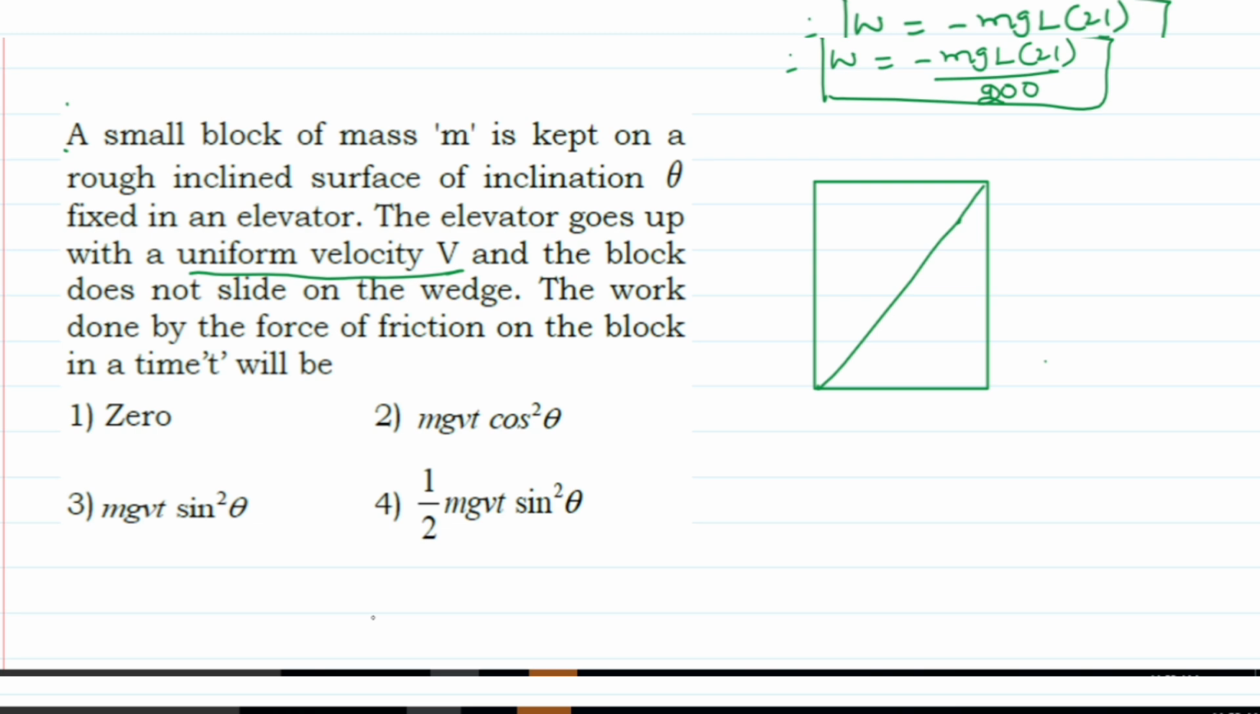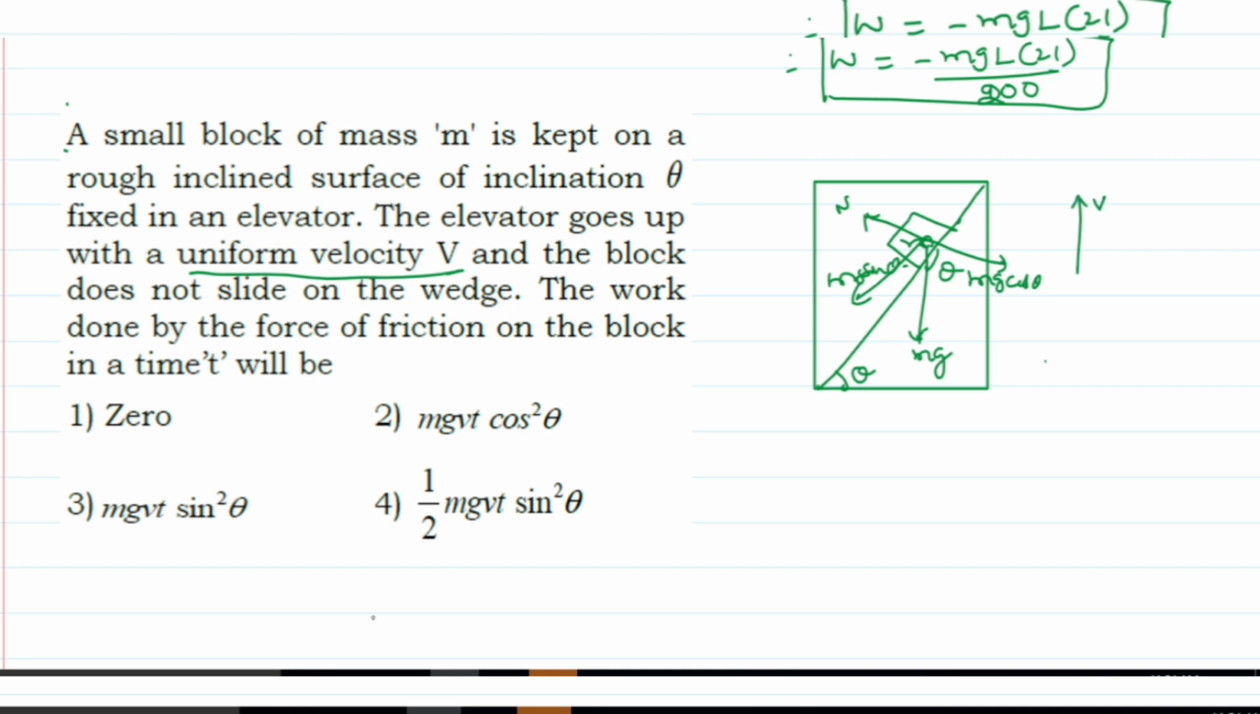A small block of mass m is kept on a rough inclined plane, which makes an angle theta with the horizontal. Here the weight is acting downwards, and this is the normal reaction. Resolving, this is mg cos theta, and this is mg sin theta. Now it's moving at uniform velocity, as given.